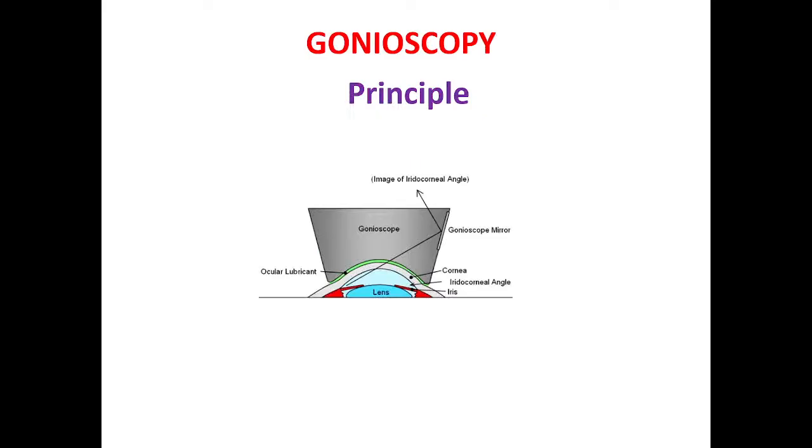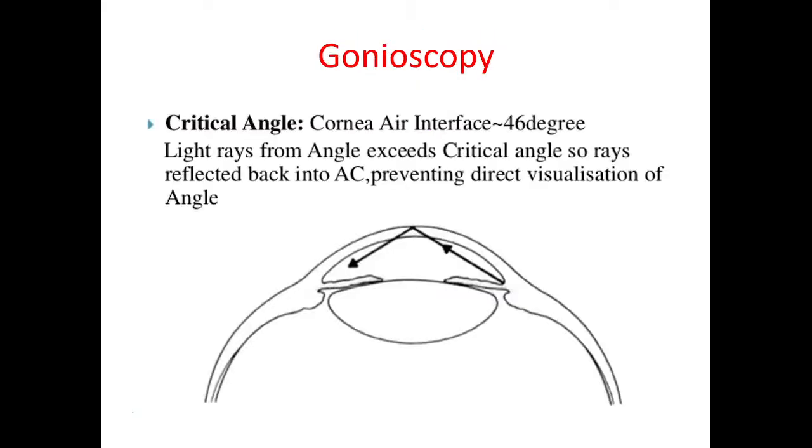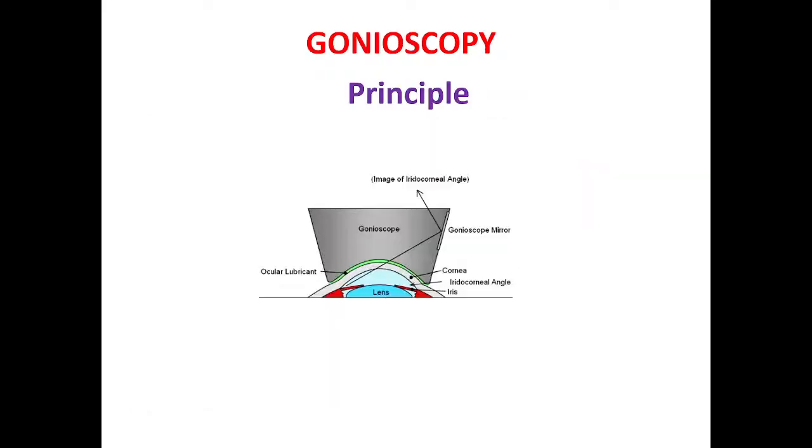So gonioscopy is basically done to examine the angle of the anterior chamber. We cannot see the angle directly with a torchlight or with a slit lamp. We need to put a lens. I told you the principle of gonioscopy, that there is a total internal reflection. The rays coming from the angle are reflected back inside the eye, so we are not able to see it directly. So we have to put a lens over the cornea so that the rays coming from the angle are not reflected, and we can see the angle of the anterior chamber. So the gonioscope is the lens used to examine the angle of the anterior chamber. Gonioscopy is the procedure. Remember this much.